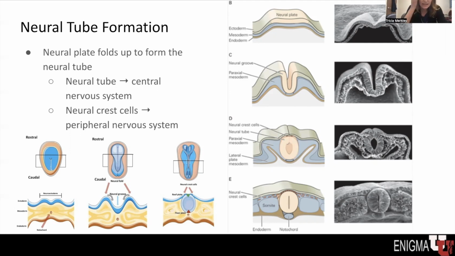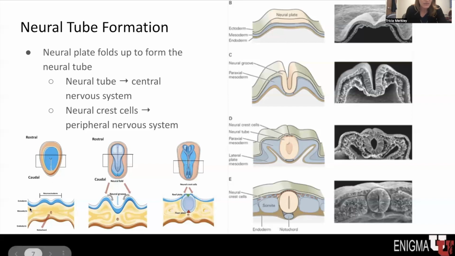And so you can see in this figure down here, we are looking down on this neural plate. It shows the rostral end and the caudal end. The rostral end, this is what develops into the brain. The caudal end develops into the spinal cord.